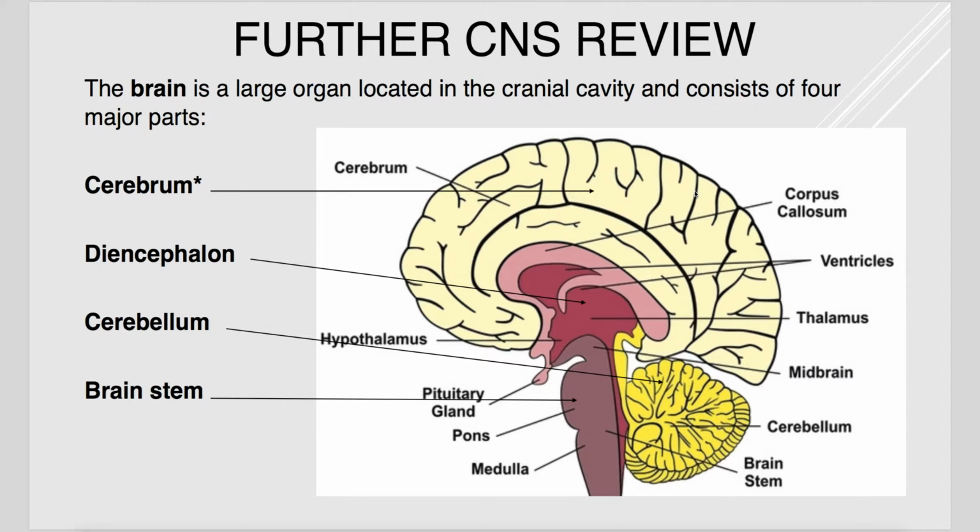So the brain, of course, is in the cranial cavity. It has four major parts. It has the cerebrum, which is this outer portion, the diencephalon in here, which includes things like the thalamus and the hypothalamus and the pituitary, the cerebellum, which is important for coordinating movements and balance and things like that, and then the brainstem, which is important for more vital functions.